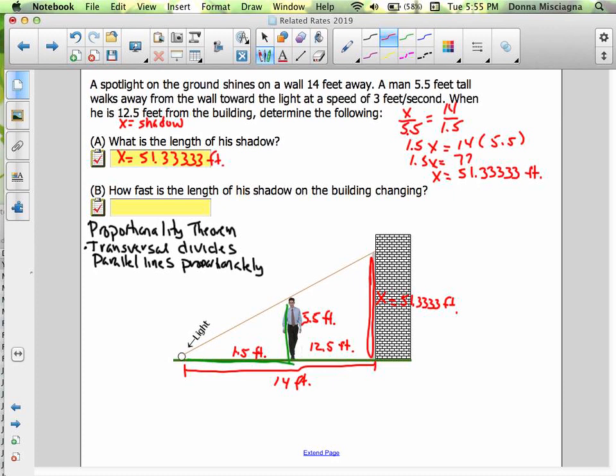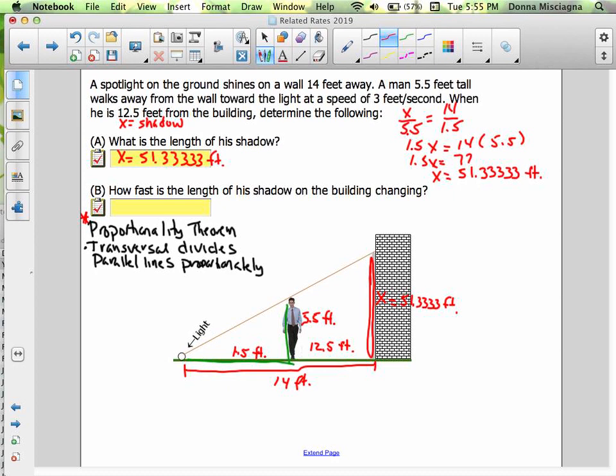How fast is the length of the shadow on the building changing? All right, so I put a little theorem here. We used it in the last problem, but I didn't really go over the theorem. This is straight from geometry, the proportionality theorem. The transversal divides parallel lines proportionally. Well, we did talk about that.